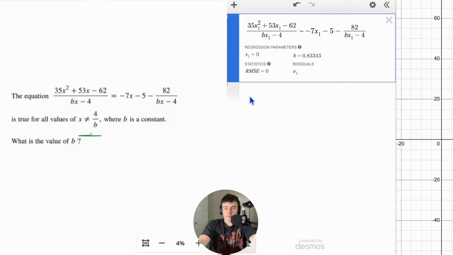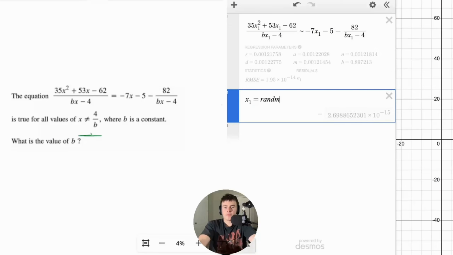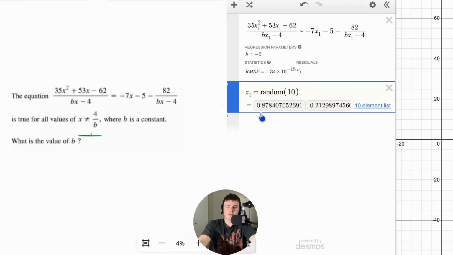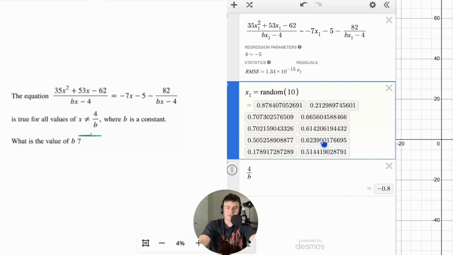The great thing about random 10 is it's taking random decimals. So what are the odds that it gives you the value where x is equal to 4 over b? Probably not going to happen, right? So say x1 equals random 10, and b is negative 5. Now, what is 4 over b? That is negative 0.8. If you look at the decimals, none of these are the same thing.